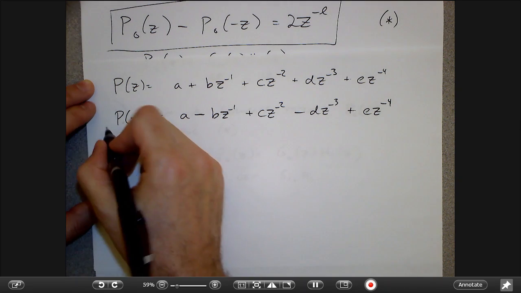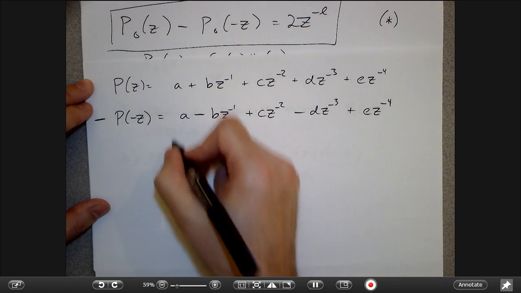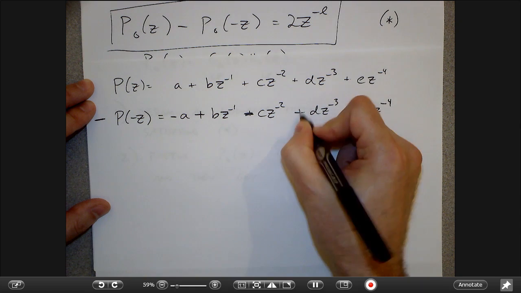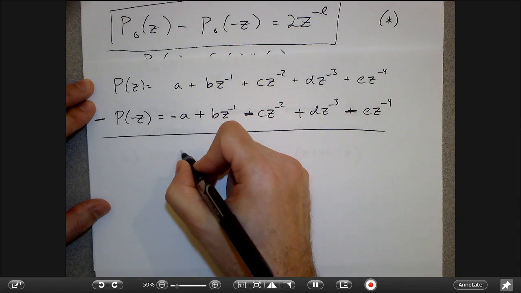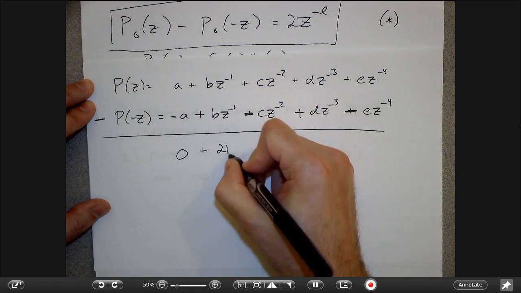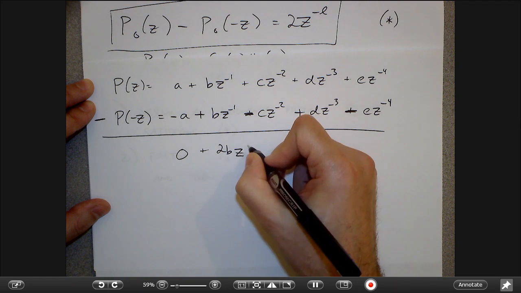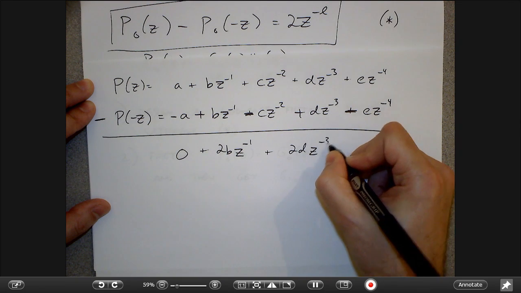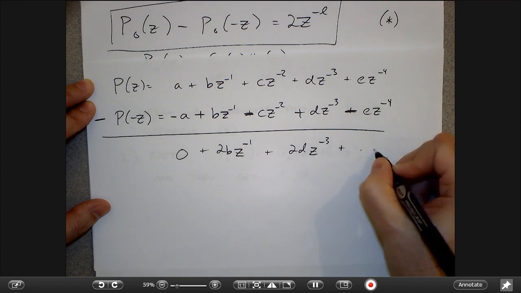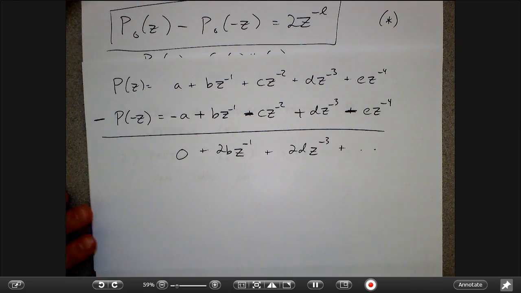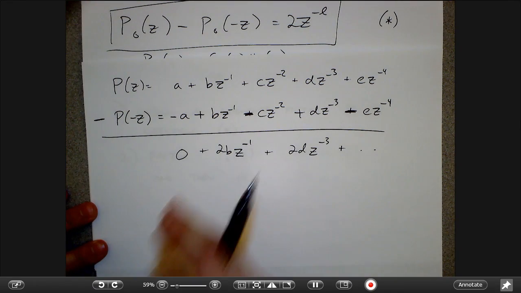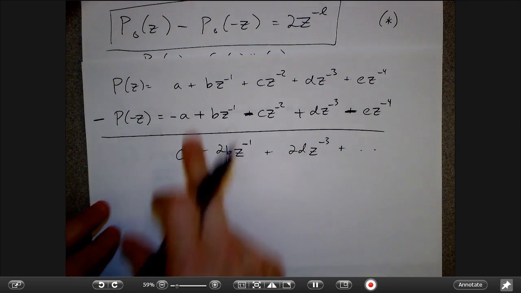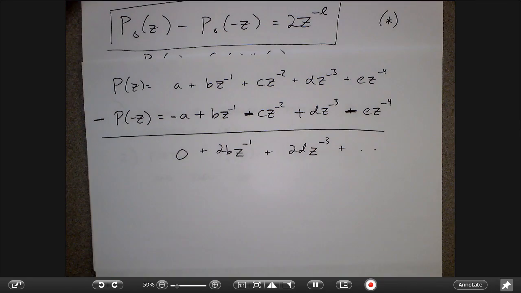And so if I subtract these two things, then I'm going to get like this. And I'm going to get 0 plus 2B Z inverse plus 2D Z minus 3, plus so on, right? So what this tells me is that this condition puts no constraints at all on A, C, E, and so on. So that means that I have freedom to design half of these filter taps myself.